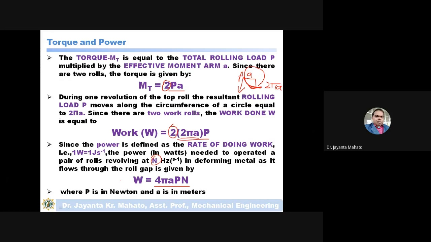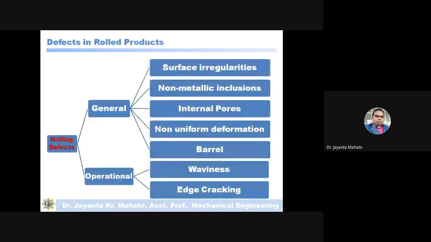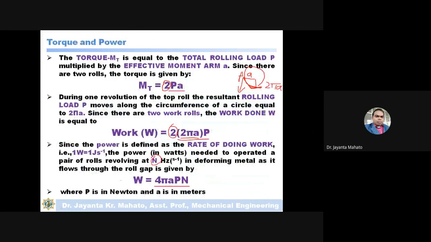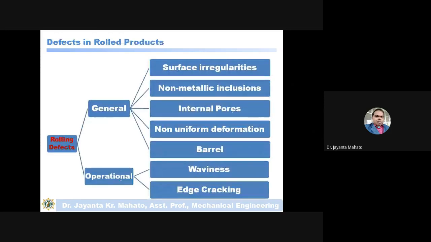Mainly from the rolling, we have to measure the rolling force, and this rolling force will vary from the entry point to the exit point. Now, defects in the rolled product, I will discuss later. Now let's see how we can experimentally measure the roll pressure.